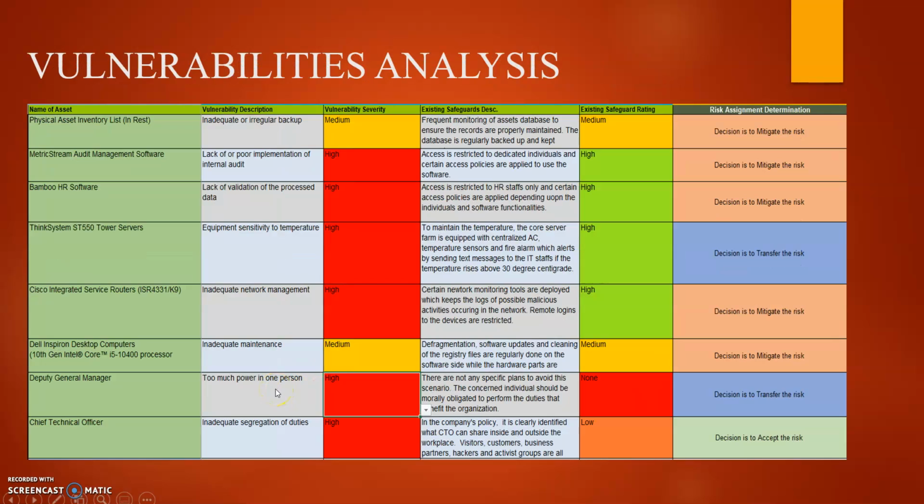These are the vulnerability analyses of all those assets identified previously, and here we can see the vulnerability description, their severity, and the existing safeguard that is currently being used in the organization itself. There are also some existing safeguard ratings, which can be either high, medium, none, or low, depending on the type of vulnerabilities related to these particular assets. And we have already discussed the risk assignment determination of whether to mitigate, transfer, or accept these risks being identified.